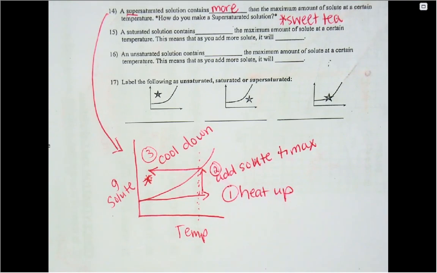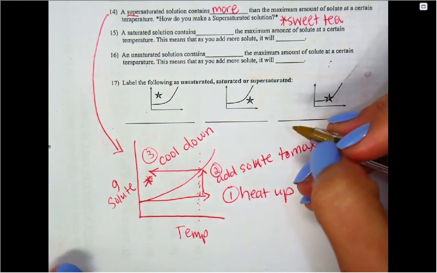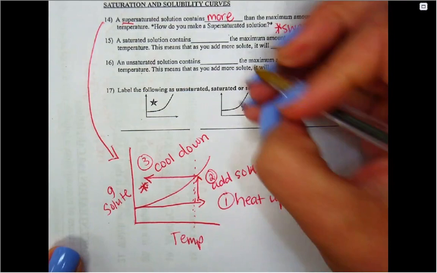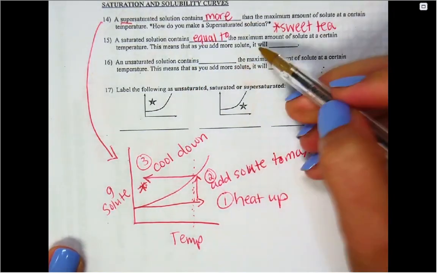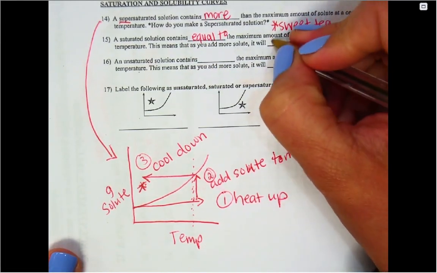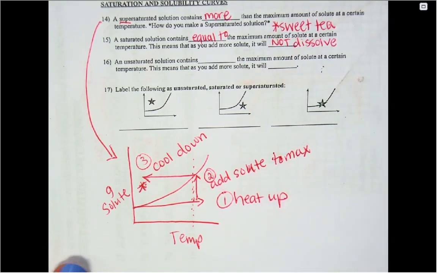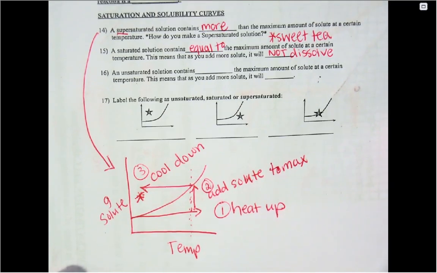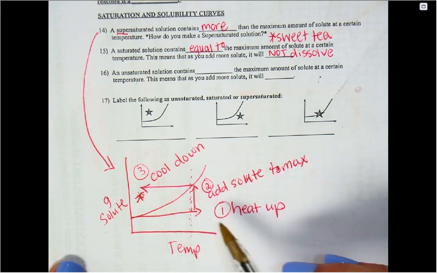Add solute to the max. So that's a supersaturated solution. A saturated solution contains equal to the maximum amount of solute at a certain temperature. This means that as you add more solute, it will not dissolve. It will no longer dissolve. It will fall down to the bottom. That's why you have to heat it up if you're trying to make a supersaturated solution.